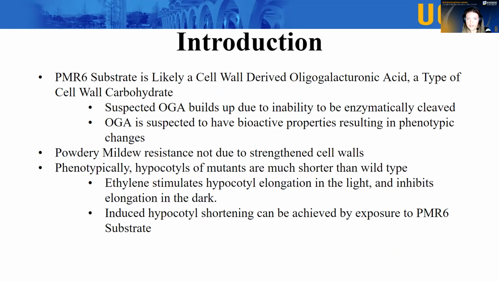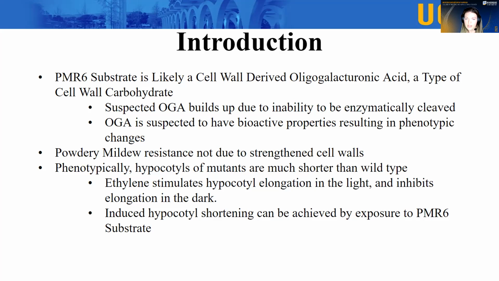The Pmr6 substrate is likely a cell wall derived oligogalacturonic acid. We can confidently assume this because there are about 20 other pectate lyase genes that have been widely studied, so we very well understand the role of these genes in cleaving pectin. So we can assume that the substrate is an OGA. And because the mutant has the inability to enzymatically cleave the alpha-1,4 linkages in pectin, we can assume that the substrate is building up in the mutant.